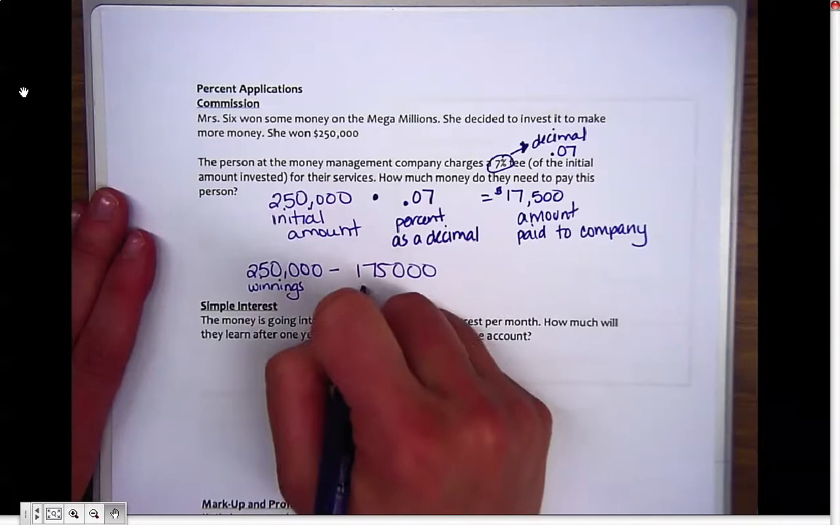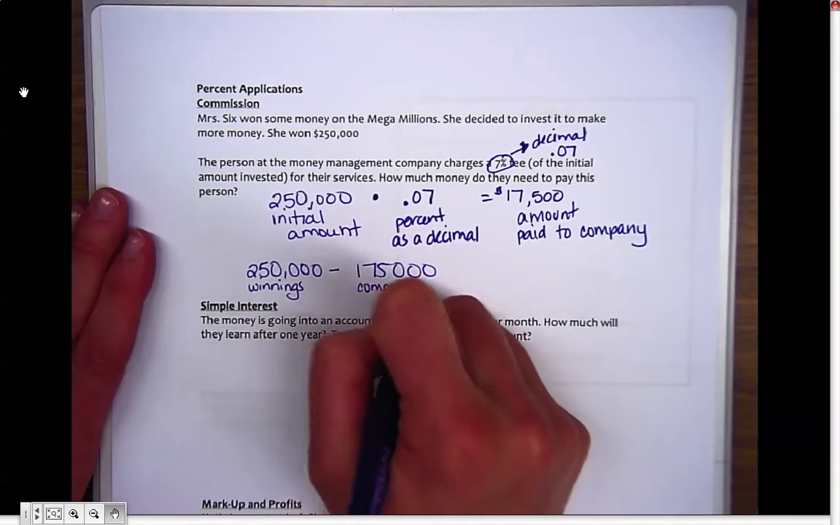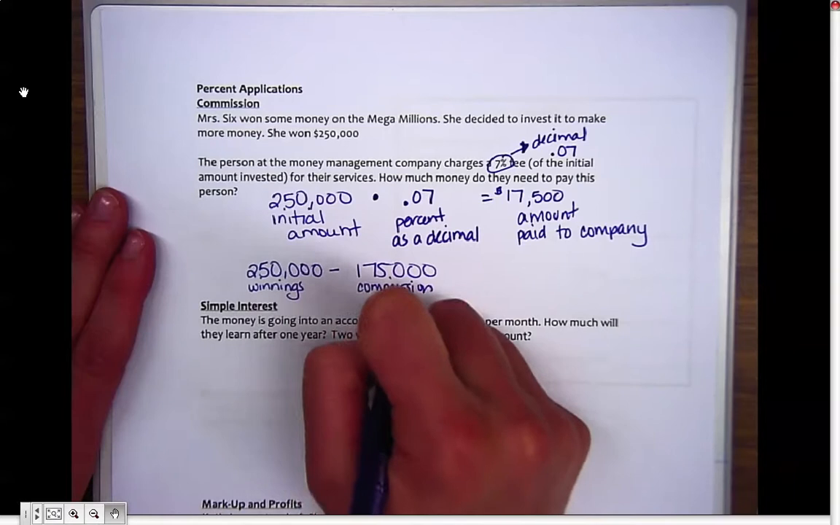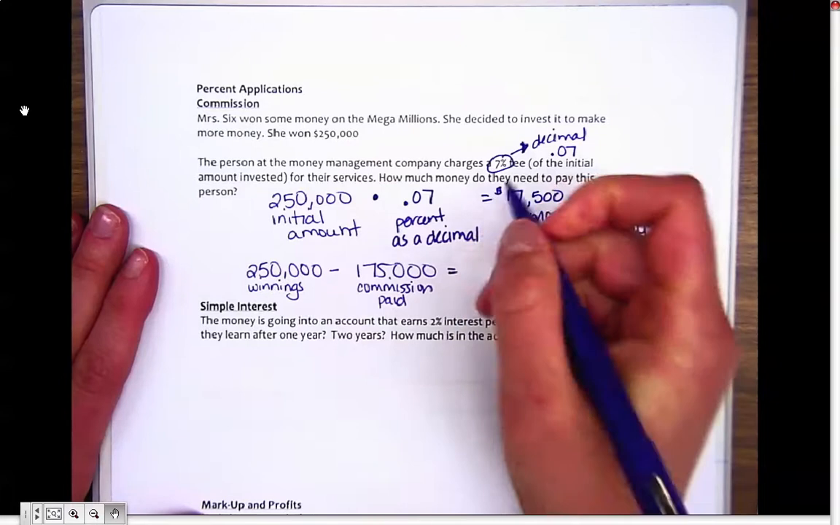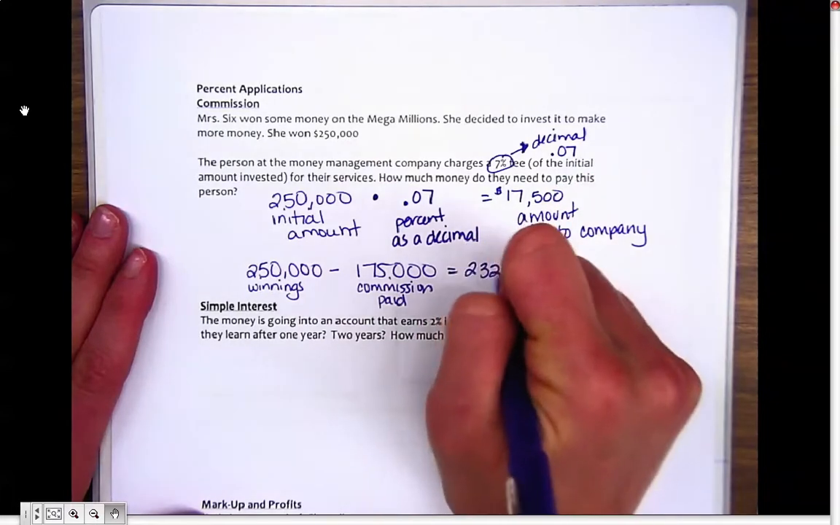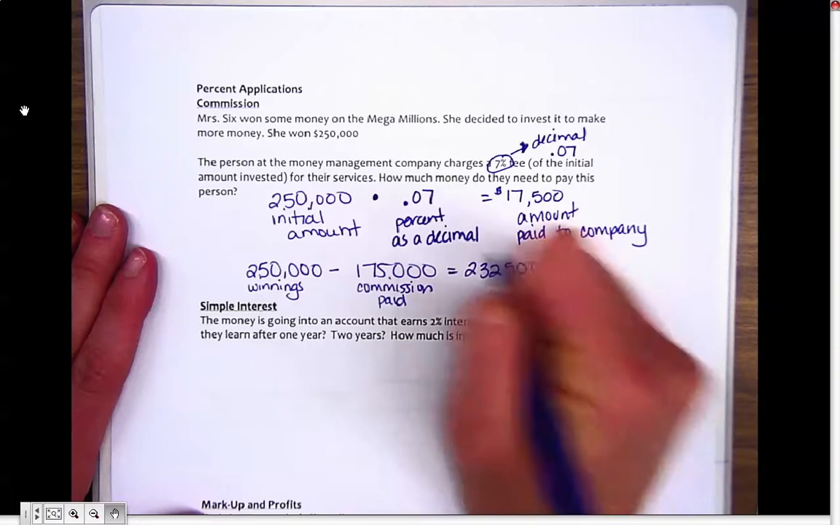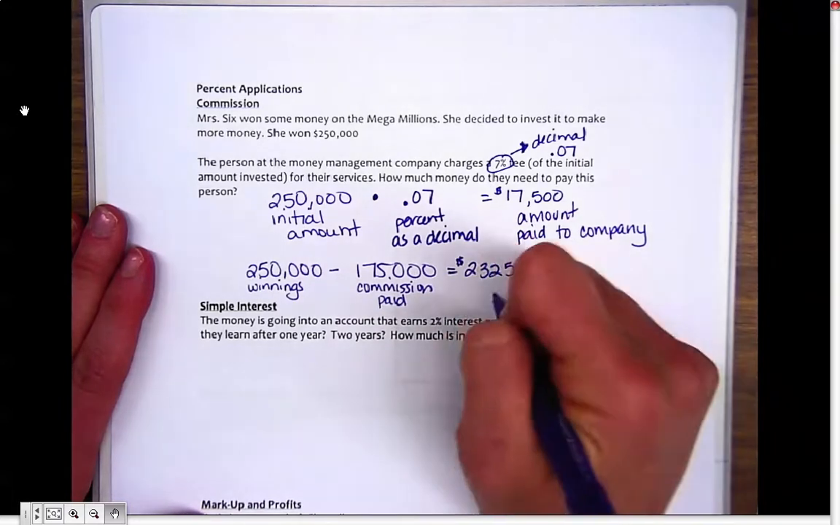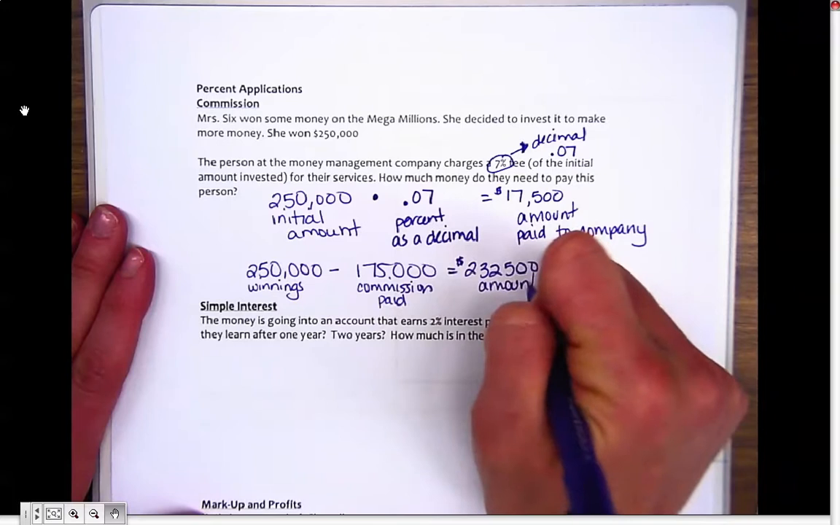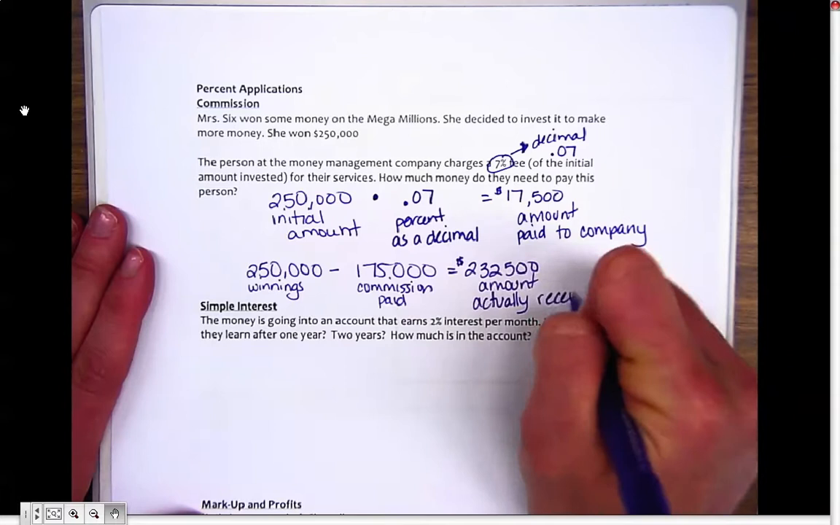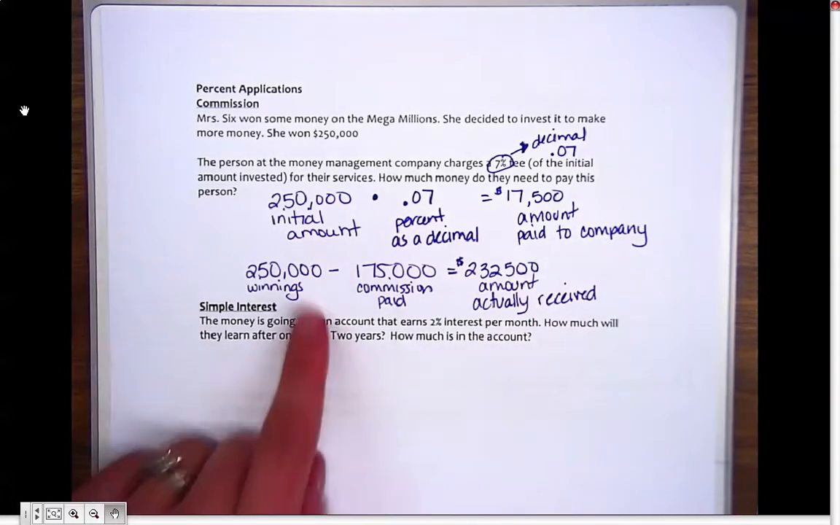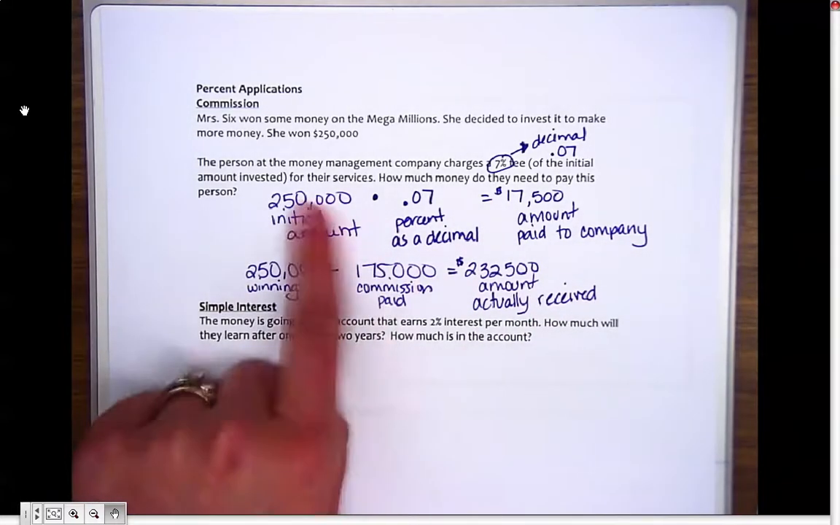So this is our winnings. And we're subtracting out the commission paid. So this is a commission. So Mrs. Six will be left with $232,500 to spend. So this is called a percent equation. So we're using equations here.